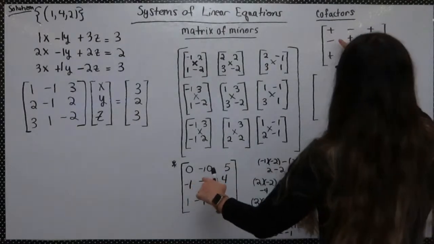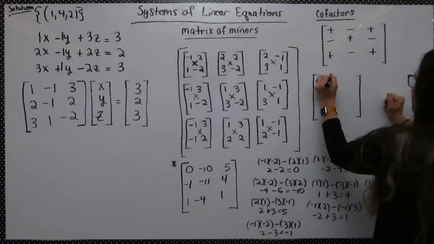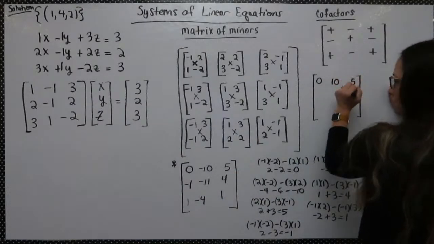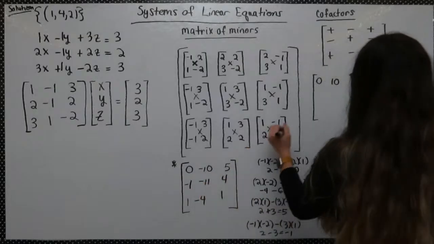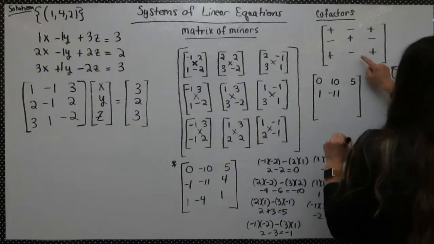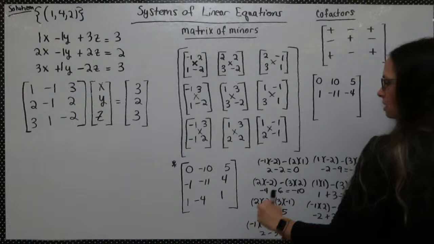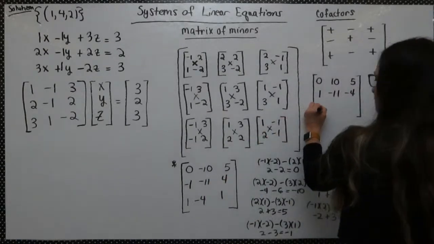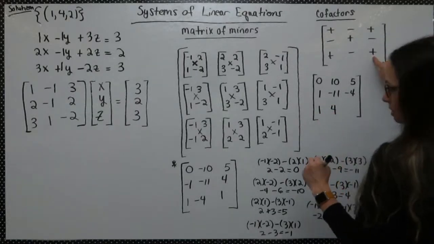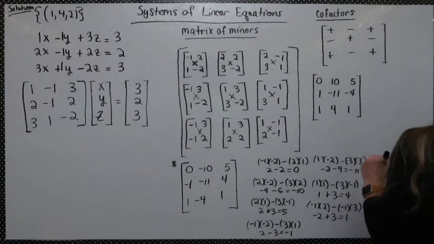So I have 0 is a positive, so it's just 0. -10 is negative, so 2 negatives make a positive, so we're going to switch that one to positive. 5 is already positive. -1 times -1 is going to be +1. -11 is already negative, it's going to stay negative. Then we've got this, a negative times 4 is -4. And then 1 is already positive, it will stay positive. Negative times a negative is a positive. And then you've got a positive, which is already positive. So here is your cofactor matrix.